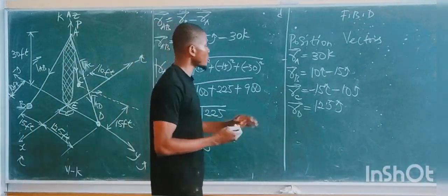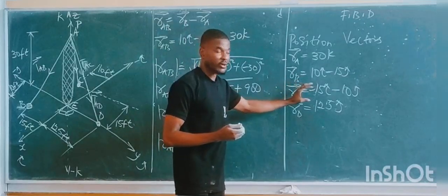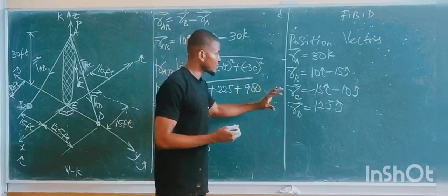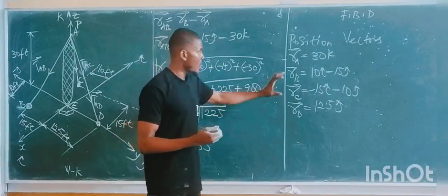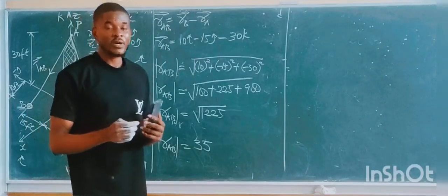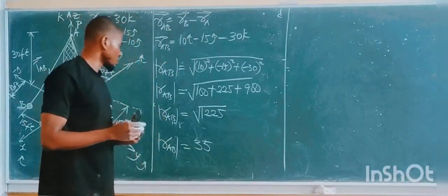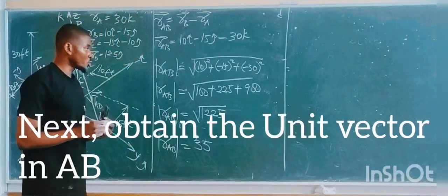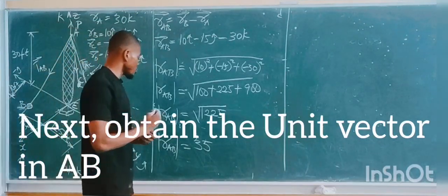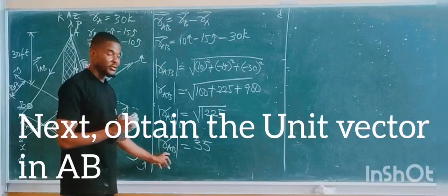Alright guys, so I'm going to move these positions over here so that I'll make space for myself on the board, because the calculation is actually long. I'll move these positions over here. Okay? Alright, so after obtaining the magnitude of the position vector, the next thing to do is to obtain the unit vector. So we'll find the unit vector of cable AB.